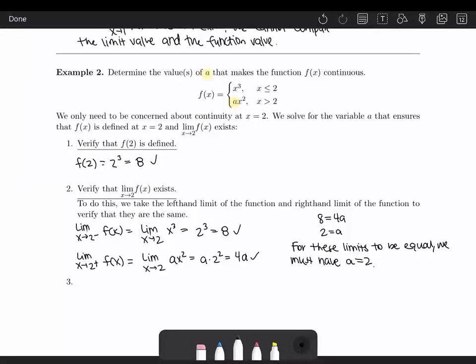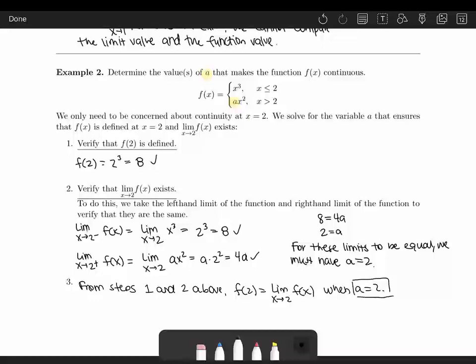Our last step is verifying that our function value and our limit value are the same. From steps 1 and 2 above, we can see that our function value equals our limit value, specifically when a equals 2. Since all three conditions are satisfied when a equals 2, this is our answer: a equals 2.